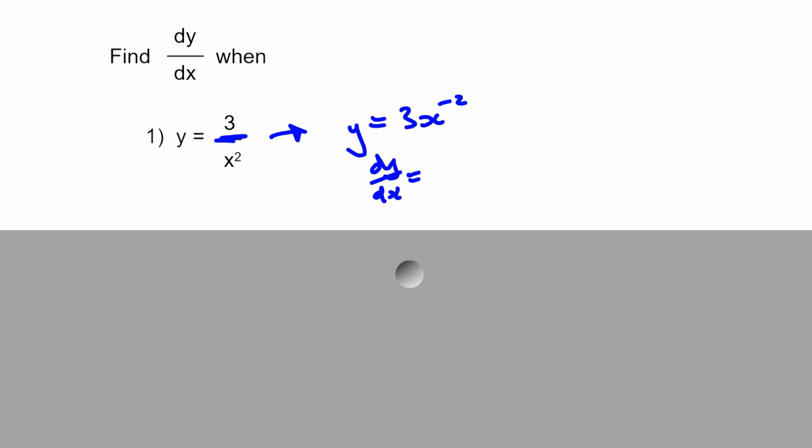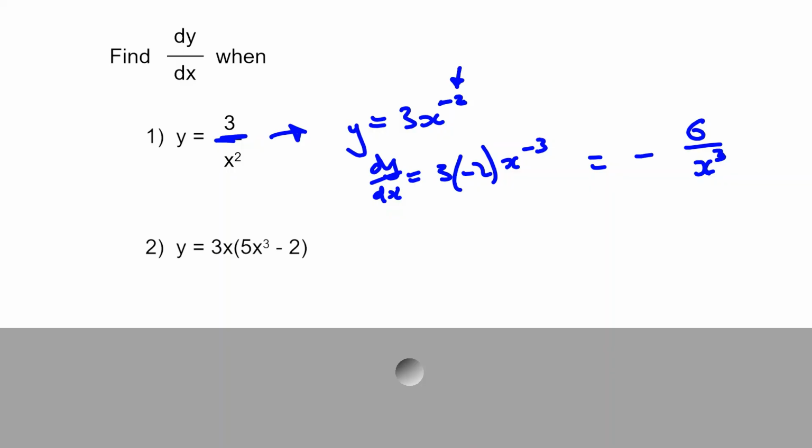So we are going to multiply by the power. So we're going to do 3 times minus 2. And we're going to decrease the power by 1. Well, if we're decreasing by 1, it's like subtracting 1. So we're going to have minus 2 subtract 1, which is minus 3. So we can rewrite this. 3 times minus 2, well, that's going to give us minus 6. And now we've got this power of minus 3, so it's going to be 1 over, putting the x at the bottom of our fraction, x to the power of 3.